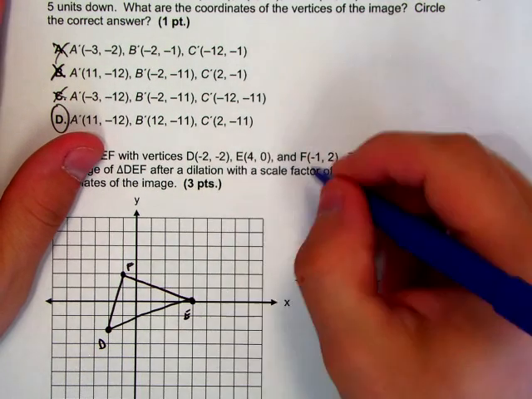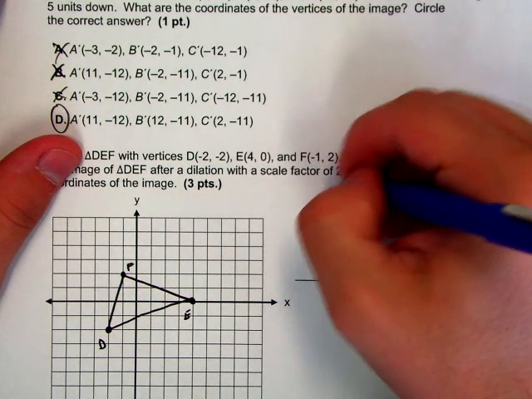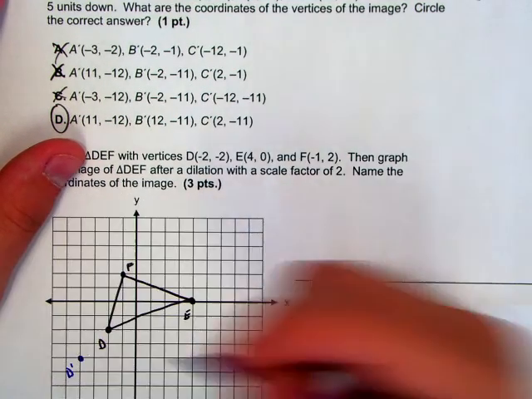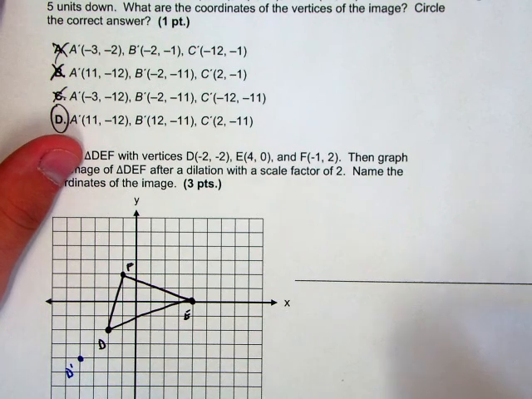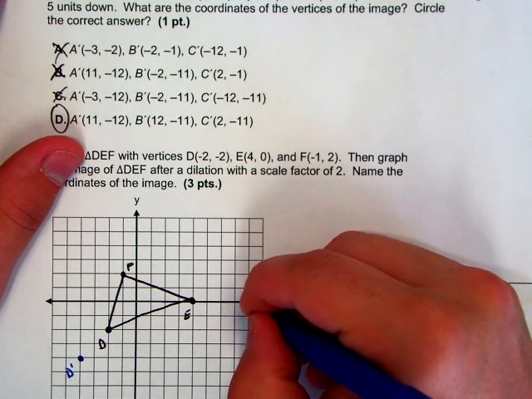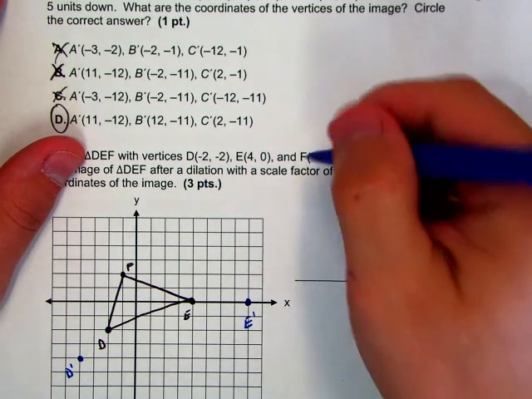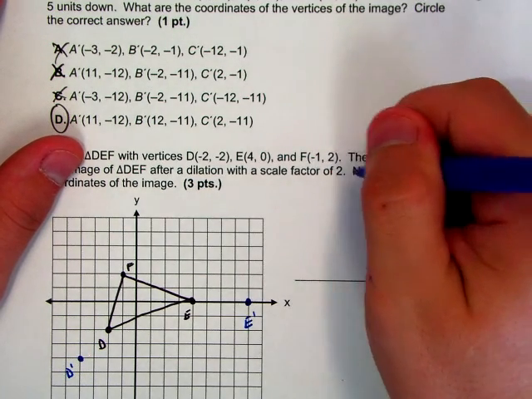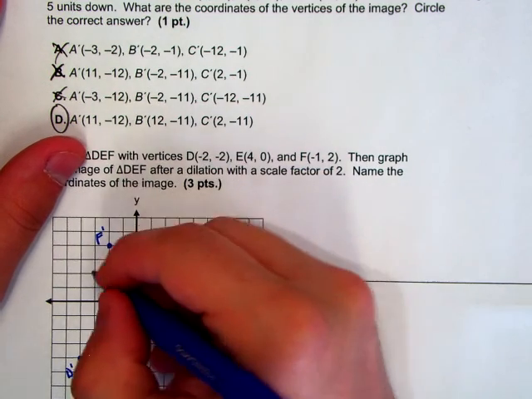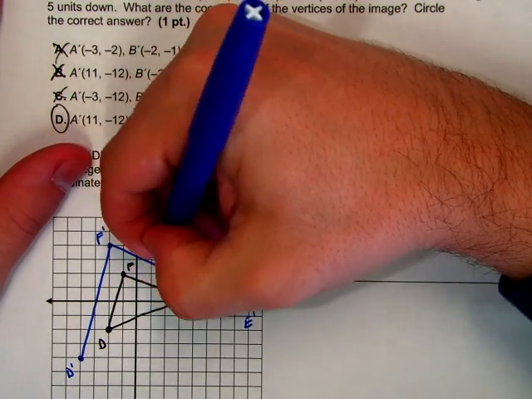So D prime would be at negative 2, negative 2. Multiply by 2, so it would be negative 4, negative 4. Here's D prime. E prime was at 4, 0. Multiply both of those by 2 and it would be at 8, 0. So this is E prime. And F prime, negative 1, 2. Multiply by 2 gets me negative 2, 4. So here's F prime. So I'm going to draw my triangle as such.